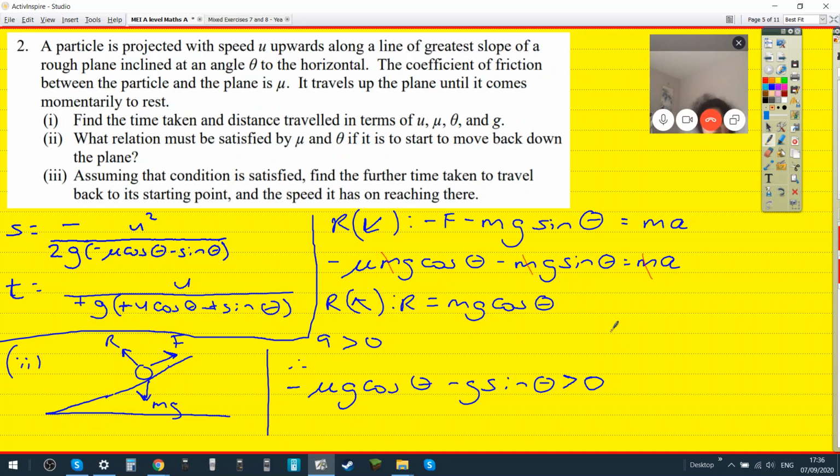So minus mu g cos theta is greater than g sine theta. And then you could divide through by g. Just get rid of it. So let's just get rid of it now. Cos theta is greater than sine theta. You could divide through by cos theta. Minus mu is greater than tan theta. Wouldn't that be the answer?